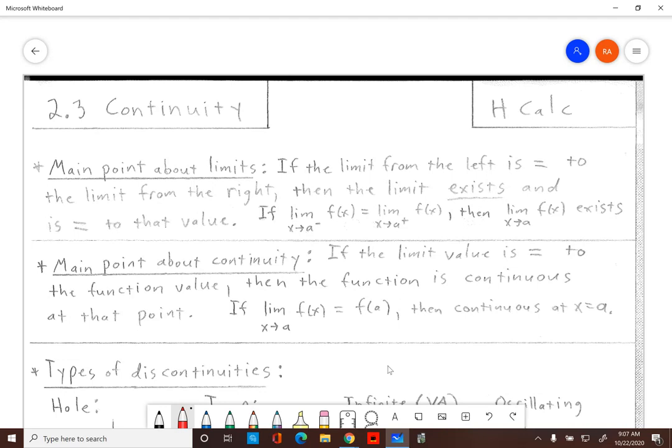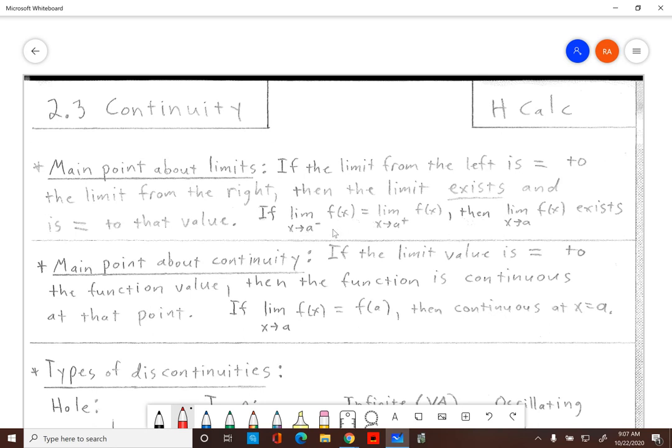But let's go back a step here. Let's talk about the main point about limits. What section 2.1 really focused on is how do you determine if a limit exists at a point? And what we kept saying was if the limit from the left is equal to the limit from the right, then the limit exists and it is equal to that value.